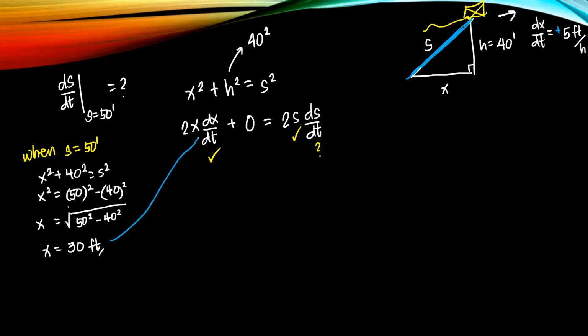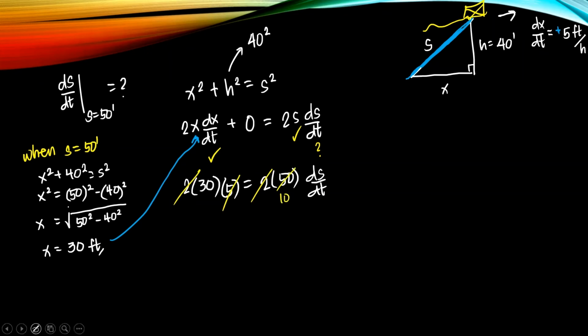This one is your X. Let's just plug in 2 times 30. The dx over dt is given to be 5. 2 times the S is 50, and then this is unknown, right? So let's just try solving. Let's cancel what we can cancel. So this one and this is 10. So the answer is ds over dt is 3 feet per hour. What's the final answer? There, 3 feet per hour.